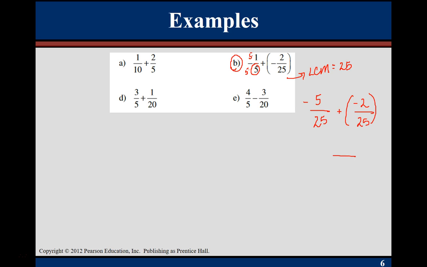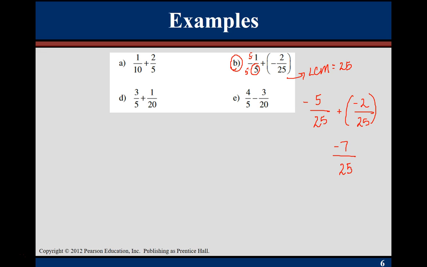Now that my denominators are the same, I'll keep that the whole way through, and a -5 plus a -2 is a -7. Remember, when you're adding signed numbers, if the signs match, you add the absolute values and keep the same sign. Pause the video and see if you can find A, D, and E.